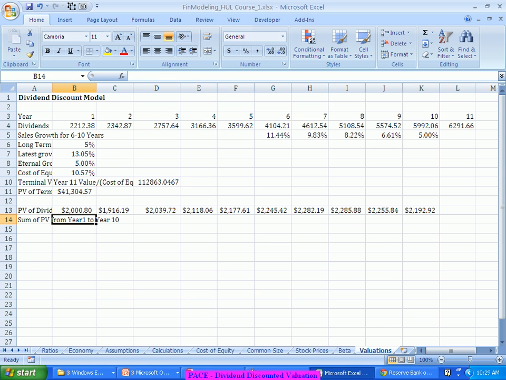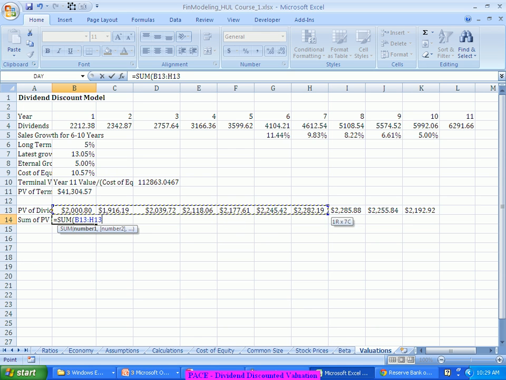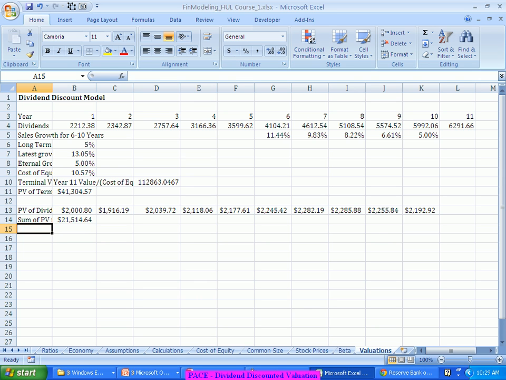So I can very well find the sum of present values from year 1 to year 10. Year 11 to infinity is 41,300. Year 1 to year 10 is the summation of all these numbers, which is giving another, let's say, 21,000. So the total value of equity is coming out to, this is from 1 to 10 and this is from 11 to infinity, 62,819 crores.